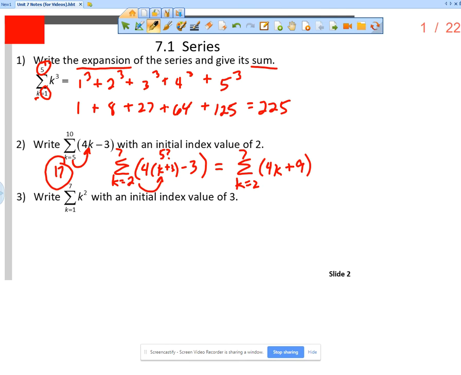Then if you plug in 6 and 7 and 8 and 9 and 10, these two summations would be equivalent, right? They would have the same value. These are numeric expressions, okay?